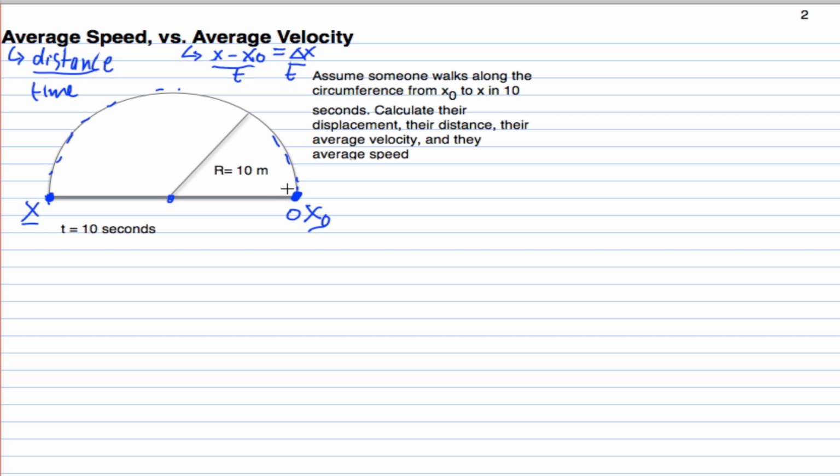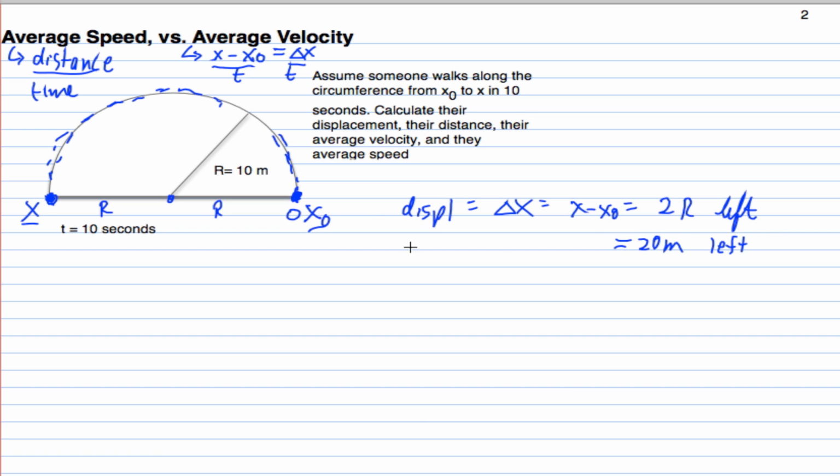So I start here, and I know that I take this whole semicircular path, but displacement only cares about where do I start, where do I wind up. When I look at that, I realize I start off here, and I wind up 2 radii to the left. R here, and an R here. So my displacement, and I write that as delta x, or if you prefer x minus x naught, is going to end up being 2 radii to the left, which actually ends up being 20 meters to the left.